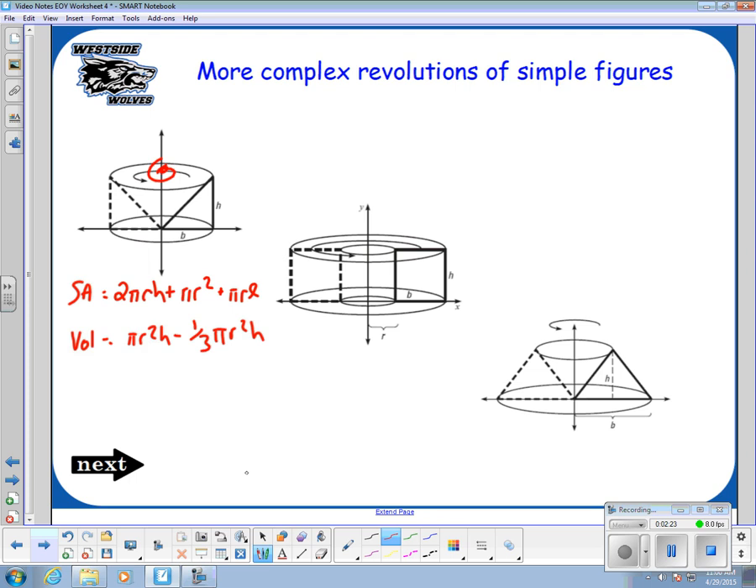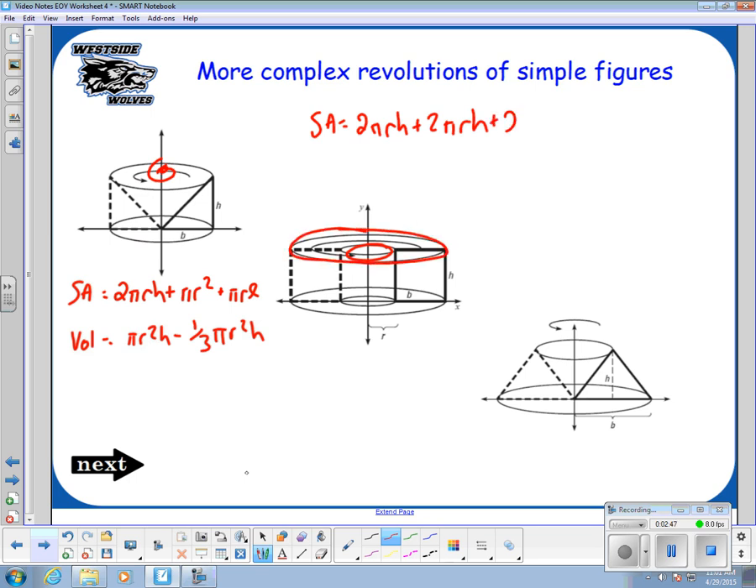Or like here, when we have the rectangle, but this time it's away from the axis and we spin it, we get a figure that looks a little bit like a toilet paper roll. So if we want the surface area, remember that it is 2 pi r h plus 2 pi r h, because that is the lateral area of the inside cylinder and the lateral area of the outside cylinder.